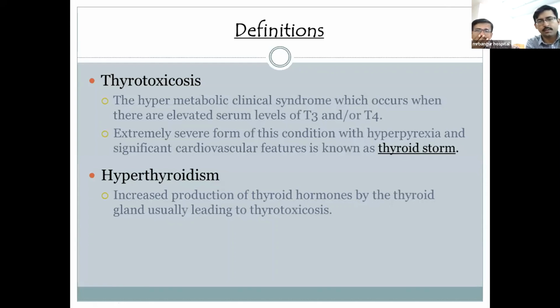Now, first of all, some definitions. What is thyrotoxicosis and what is hyperthyroidism? Thyrotoxicosis is a hypermetabolic clinical syndrome which occurs when there are elevated serum levels of T3 or T4 in the body. And an extremely severe form of this condition with hyperpyrexia and significant cardiovascular features is known as a thyroid storm. Hyperthyroidism, on the other hand, is when there is an increased production of thyroid hormones by the thyroid gland, which usually leads to thyrotoxicosis.